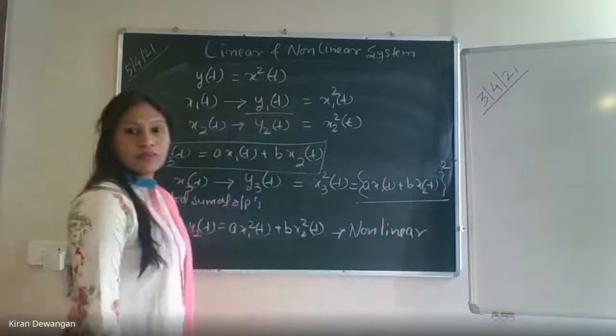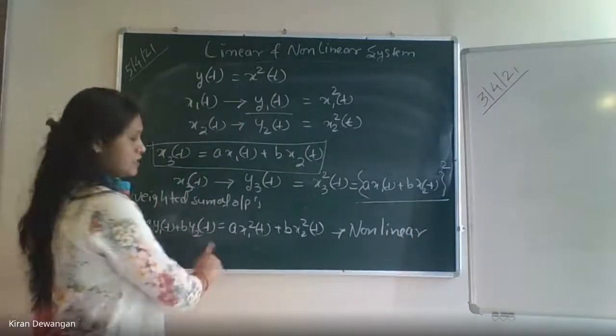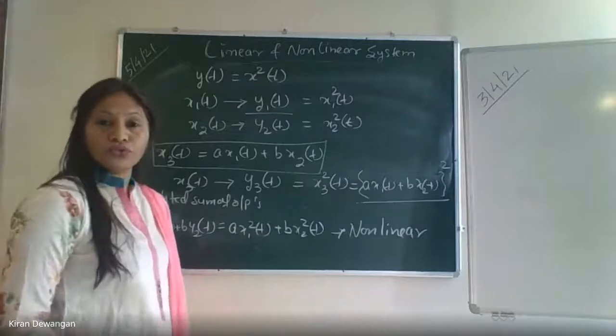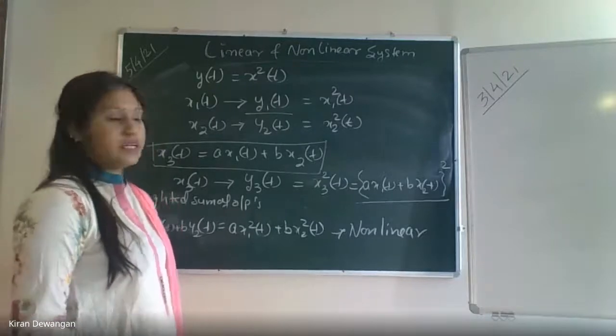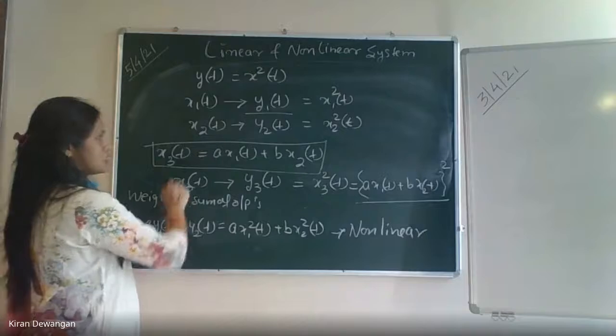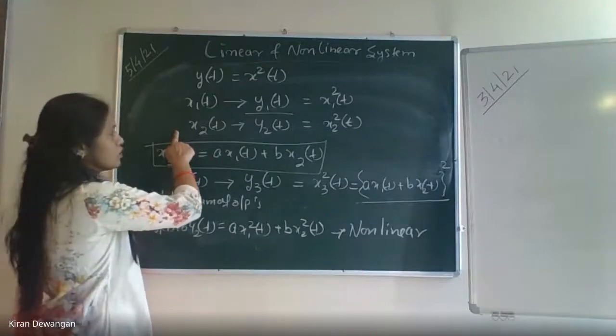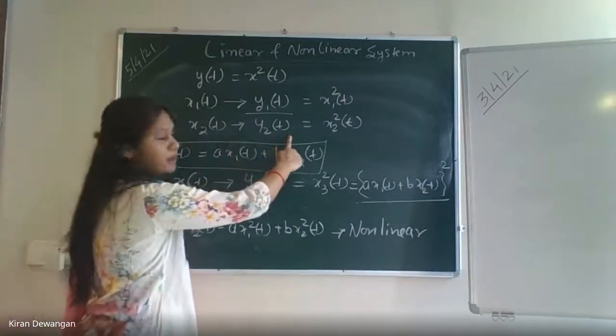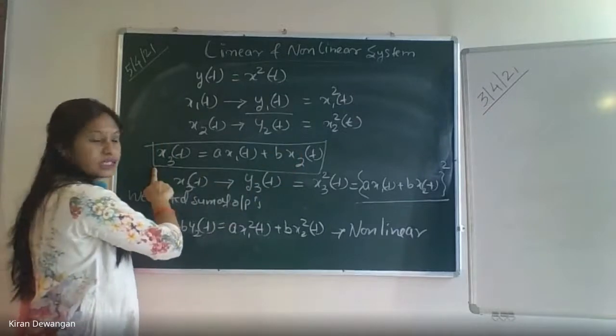Hence, the system is a non-linear system. Now, this is how we have to prove whether the system is linear or non-linear. First we write x1(t), x2(t) as inputs, and see what the outputs will be. Now we have to take this as an input.